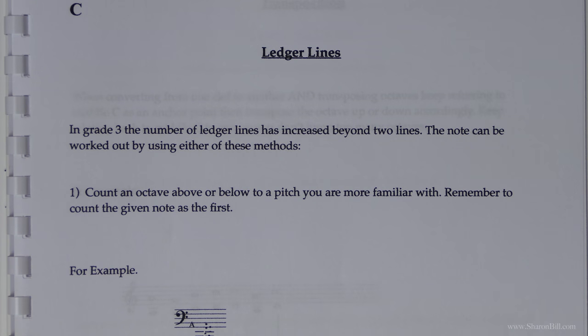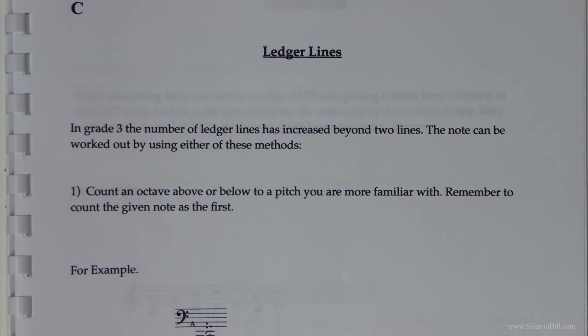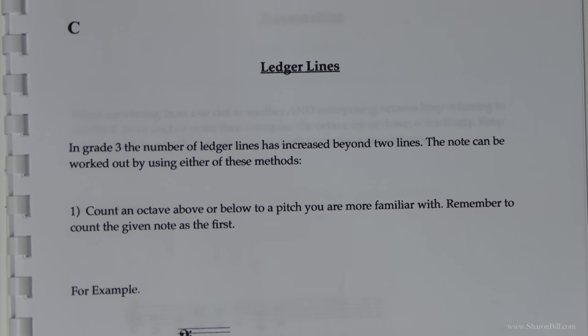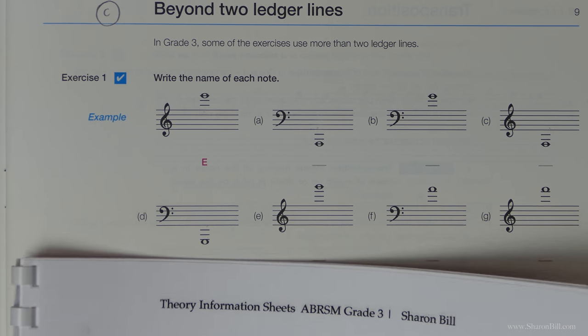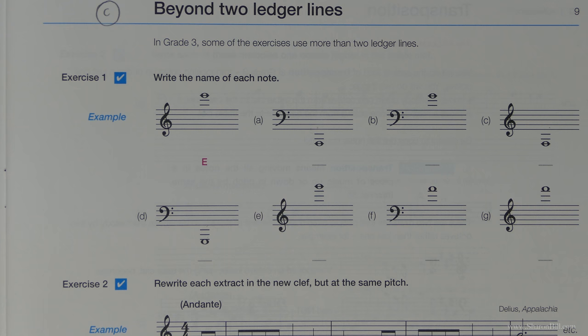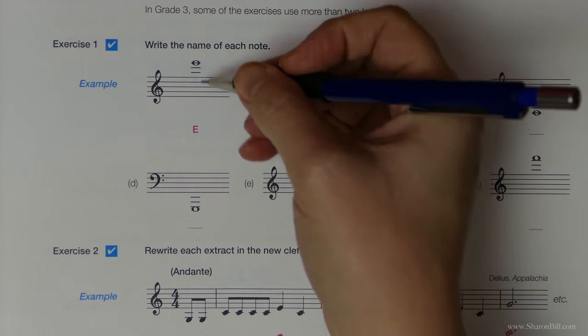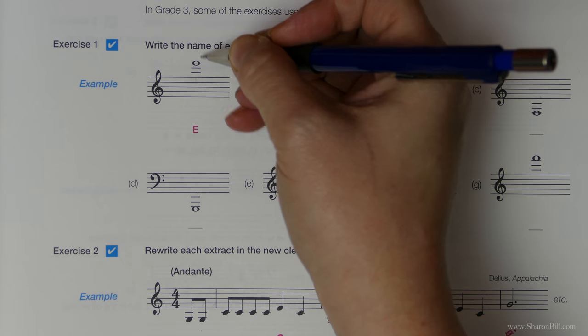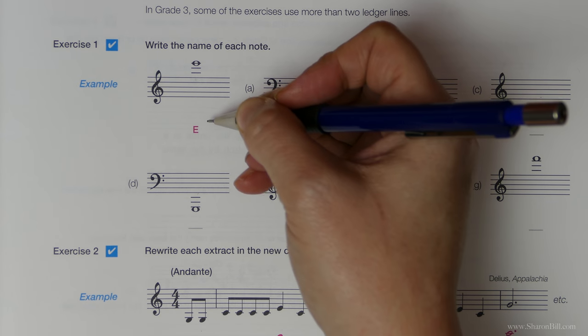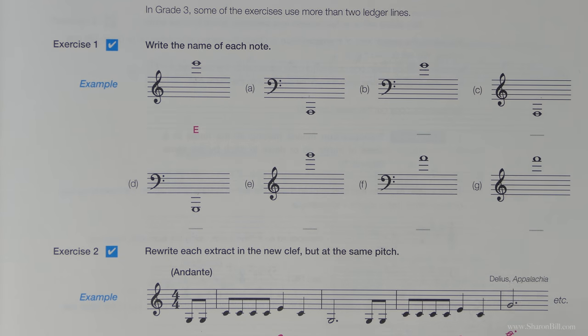So we're looking at beyond two ledger lines. In actual fact, there's nothing new here than you've covered in grade 2. It's just now we're progressing that and extending beyond two ledger lines. And so I'll just remind you how to easily work out the notes, because we're heading outside into unfamiliar territory, either above or below the stave in both clefs.